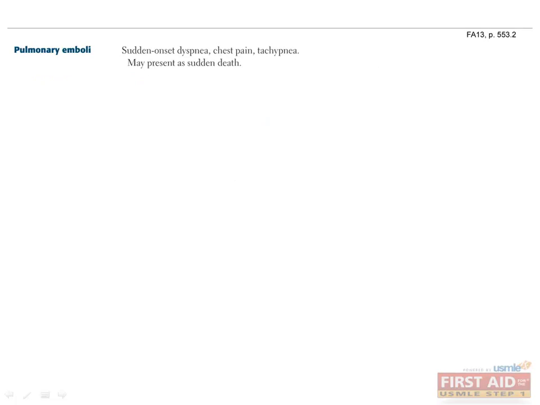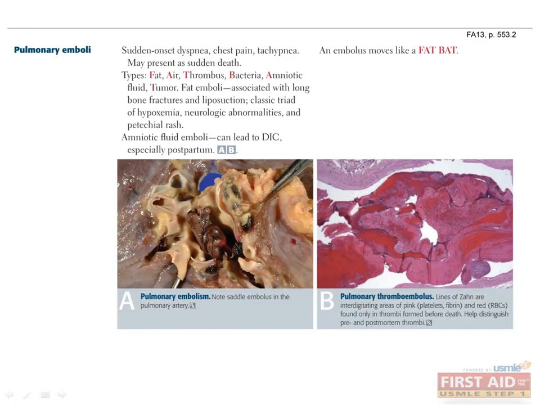The topic of pulmonary emboli is a classic boards and wards topic. You will talk about this all the time as a third-year student with any patient who has sudden onset of dyspnea, chest pain, and tachypnea. There are a number of things that can embolize to the lung arterial vasculature, and that's pretty much summarized here by the FAT BAT mnemonic. Fat emboli classically occur with long bone fractures and liposuction.